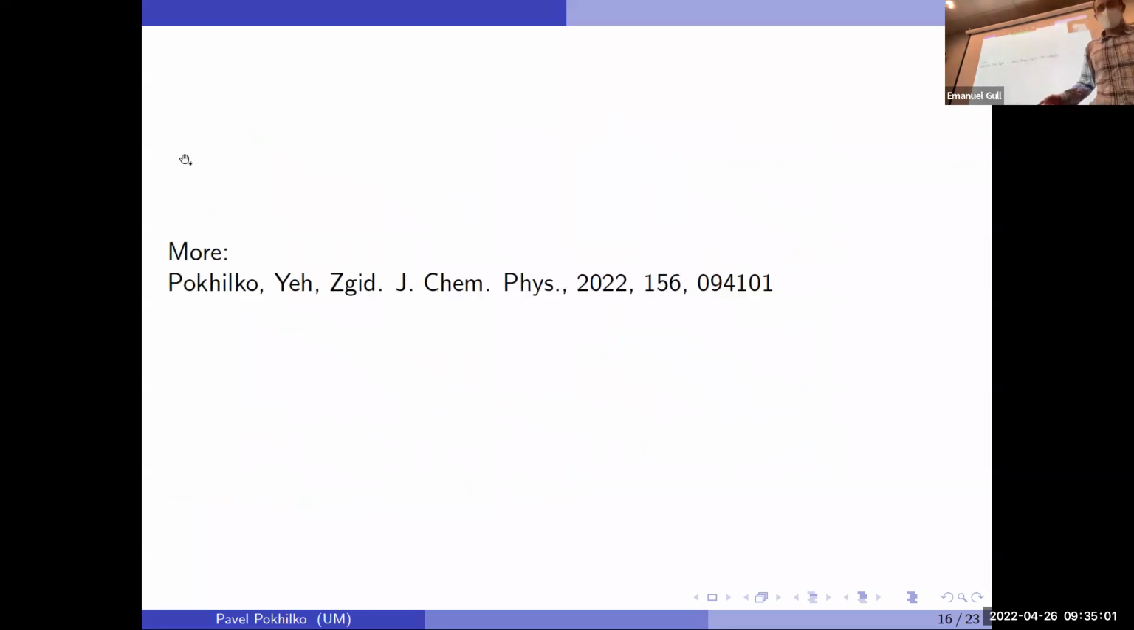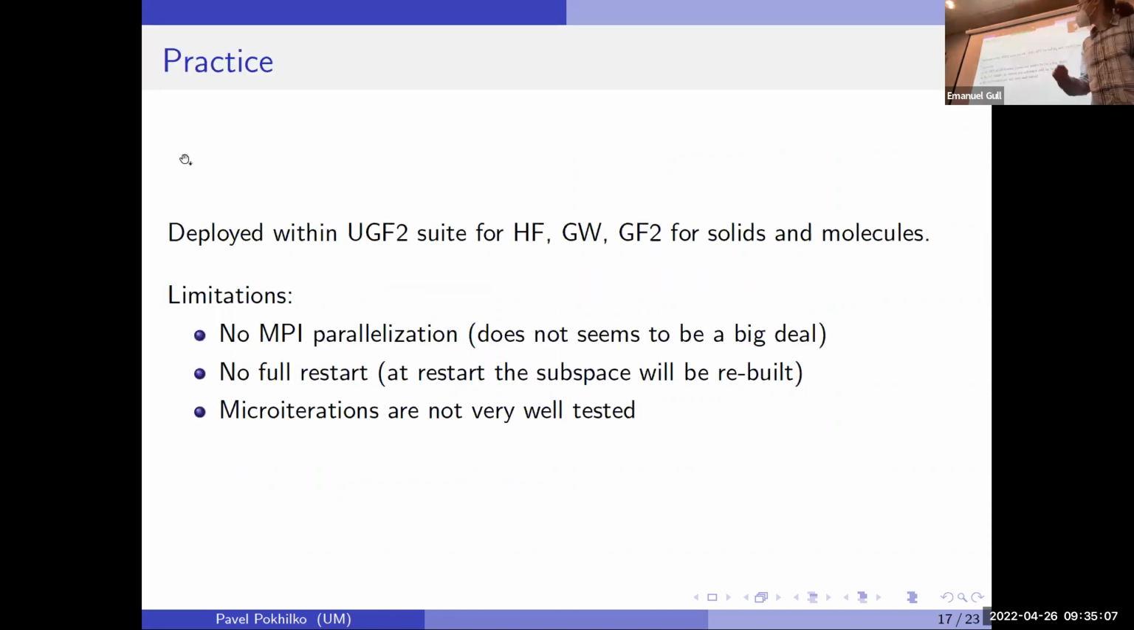Okay, we have a recently published paper on that. If you would like to know some minor theoretical details, please take a look. And now I can transition to a more practical part, where I can tell you how to run all of this.